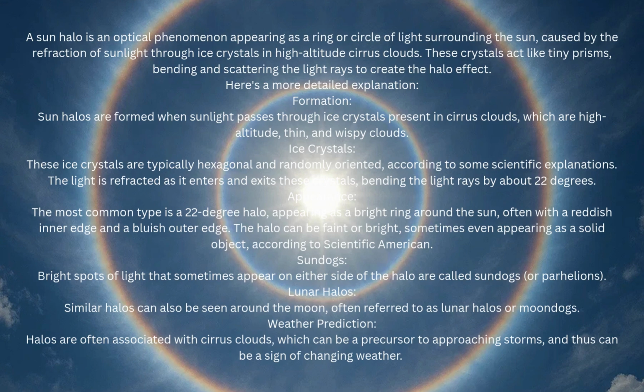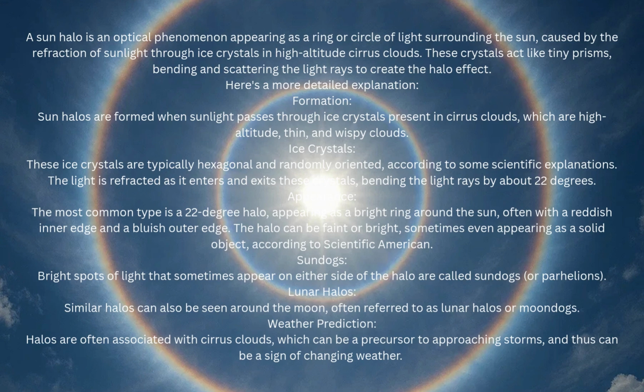Appearance. The most common type is a 22-degree halo, appearing as a bright ring around the sun, often with a reddish inner edge and a bluish outer edge. The halo can be faint or bright, sometimes even appearing as a solid object, according to Scientific American.